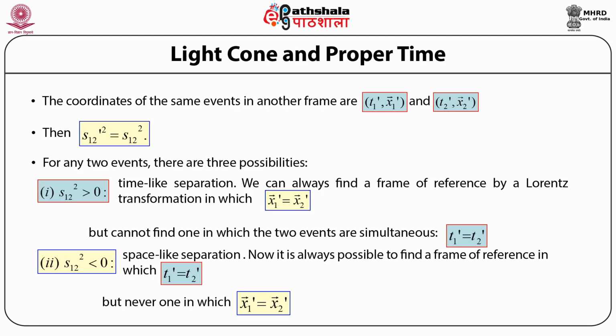And this again we can see from the same equation that we referred to earlier: if we put t1 prime equal to t2 prime, we get the quantity on the right hand side which is negative, or less than 0, which satisfies this condition. While if we put x1 prime equal to x2 prime, then the right hand side is positive, or greater than 0, and hence violates this condition.